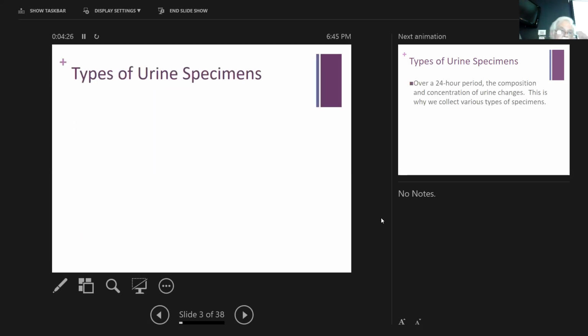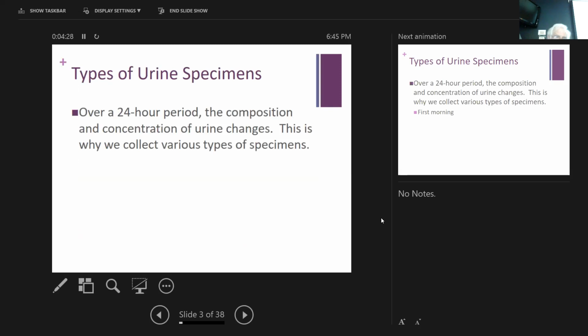But that's what happened. So, types of specimens. We have different types of specimens for different types of purposes. We have specimens where we want to catch every drop of urine for 24 hours from the patient, because the composition changes at various times of day. But we also have other specimens.